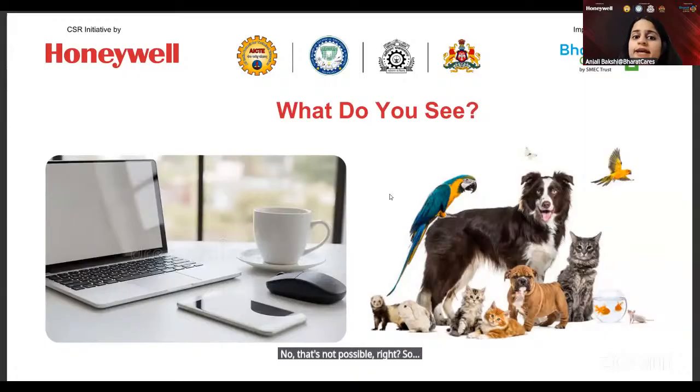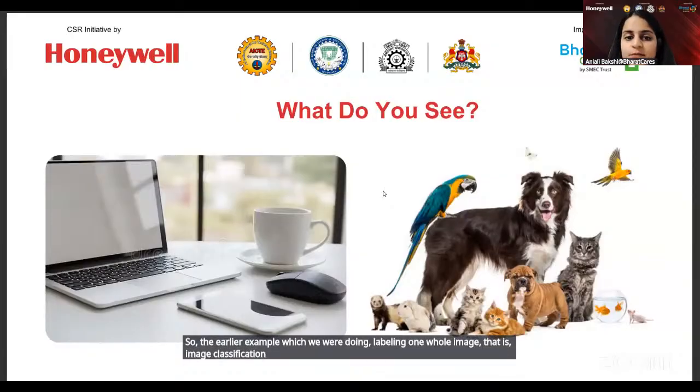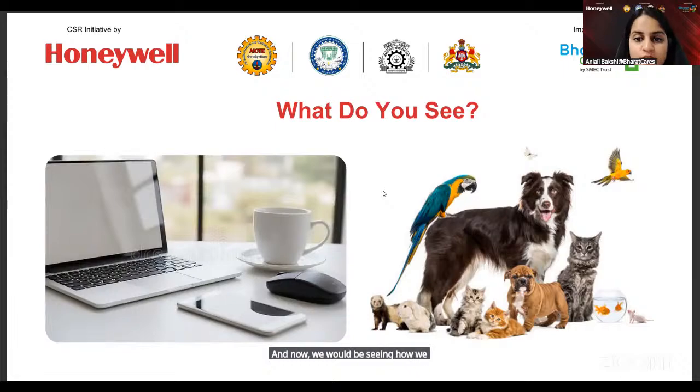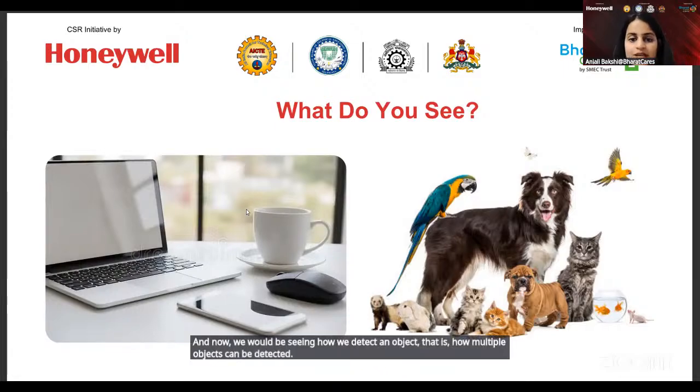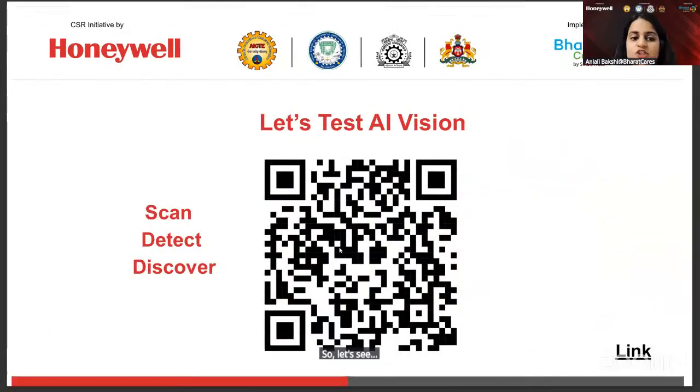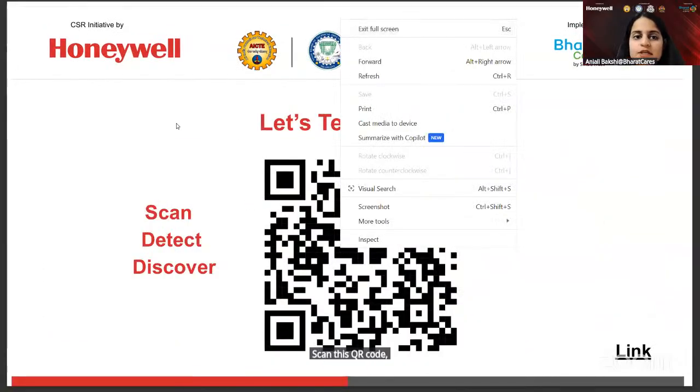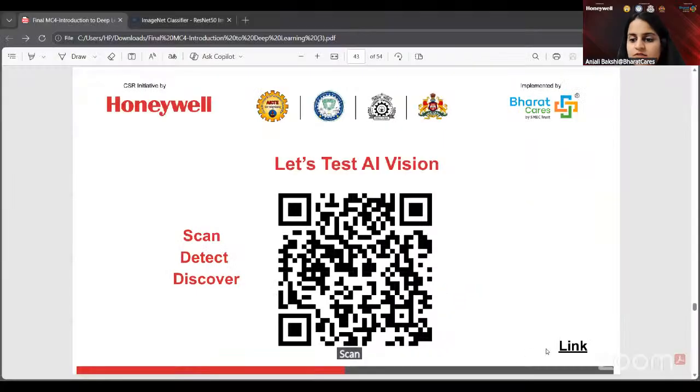So AI can do that if it is trained on multiple objects. The earlier example which we were doing, labeling one whole image, that is image classification. We were classifying the image. And now we will see how we detect an object, that is, how multiple objects can be detected. So let's see. Scan this QR code, and we will see how objects are detected.